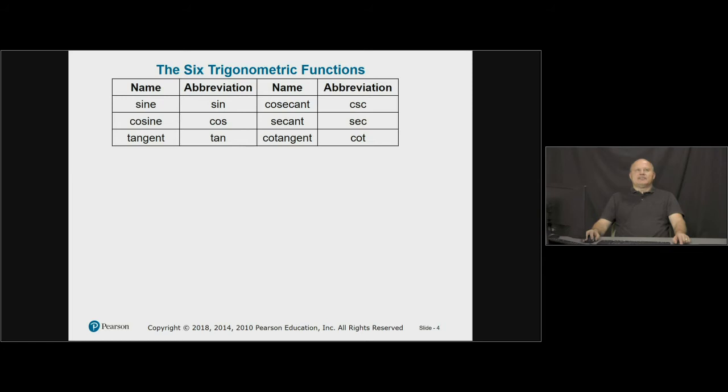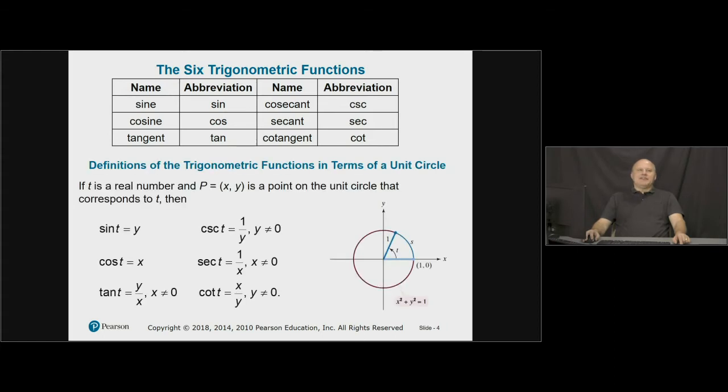So here are the 6 trig functions. We have a sine, which is abbreviated sin. We have a cosine, which is abbreviated cos. We have the tangent, which is abbreviated tan. Cosecant, which is abbreviated csc. Secant, which is abbreviated sec. And then there's the cotangent, which is abbreviated cot. So the definitions of the trig functions.